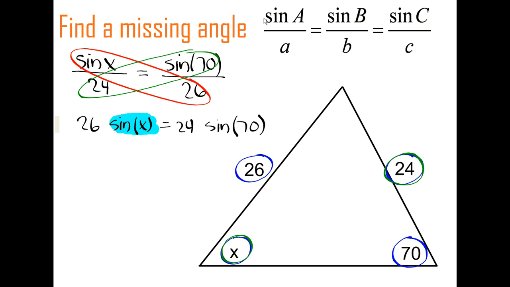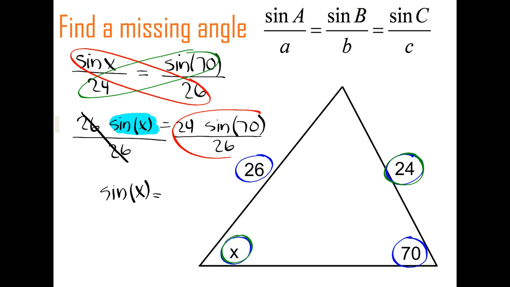So to find that angle eventually, I'm going to end up using the inverse sine. So I'm going to divide both sides by 26. That's going to cancel out. I'm left with the sine of some angle is equal to this expression right there. So what is that expression?